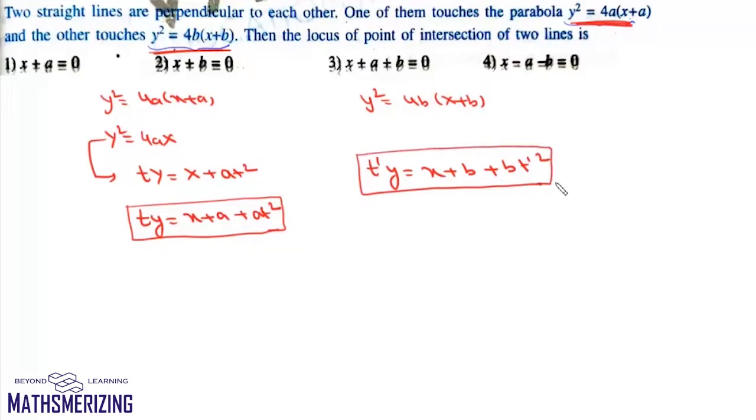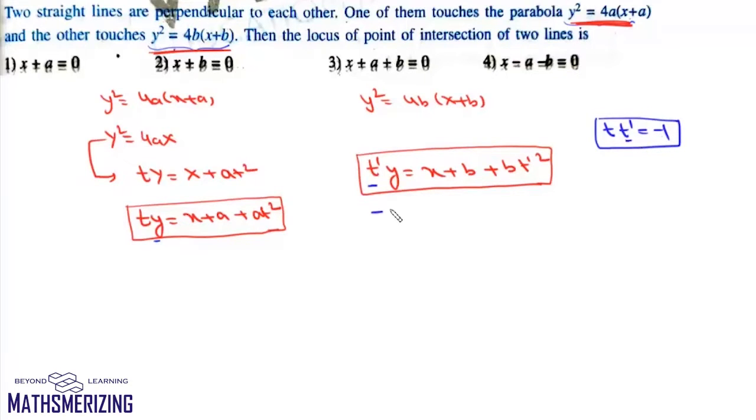Now we'll need to find the locus of the point of intersection of the two lines. Now we know that these two lines are perpendicular to each other. What is the slope of this line? 1 upon t, and it is 1 upon t dash. So from here we'll get the condition as t into t dash should be -1. Now we need to find the locus of the point of intersection of these two lines. So first I'll replace t dash with -1 upon t.